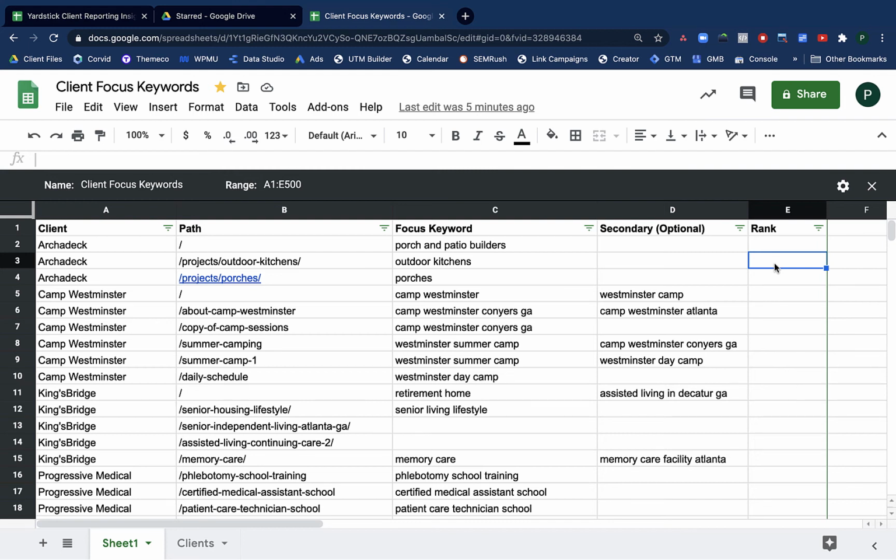Our goal is to get all of these pages to rank for these keywords. I mean, ideally to get them all to rank number 1, but of course they're not going to. So that's how we're going to track keywords.